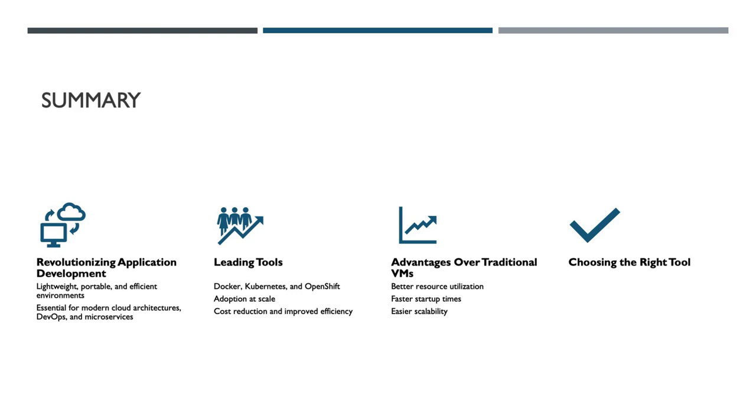In summary, software containerization has revolutionized application development by providing lightweight, portable, and efficient environments. Leading tools like Docker, Kubernetes, and OpenShift enable adoption at scale, reducing costs and improving efficiency. Containers offer better resource utilization, faster startup times, and easier scalability compared to traditional VMs. Understanding the differences helps in choosing the right tool.